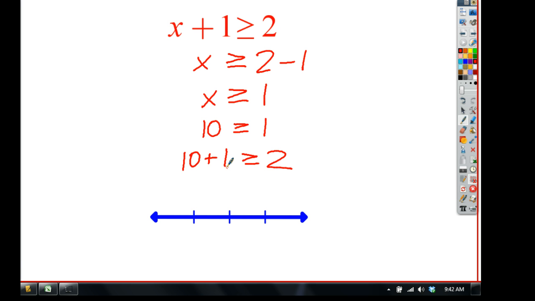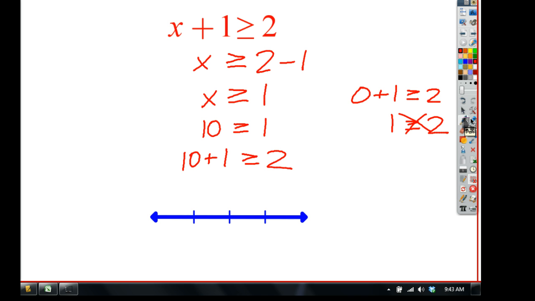It works. Now let's try a number that's less than 1. Let's pick 0. If I plug it in here, we get 0 plus 1 is more than or equal to 2. Well, 0 plus 1 is 1, and 1 is greater than or equal to 2. Does that work? No, that is not true. So we know that the solution is any number greater than or equal to 1.